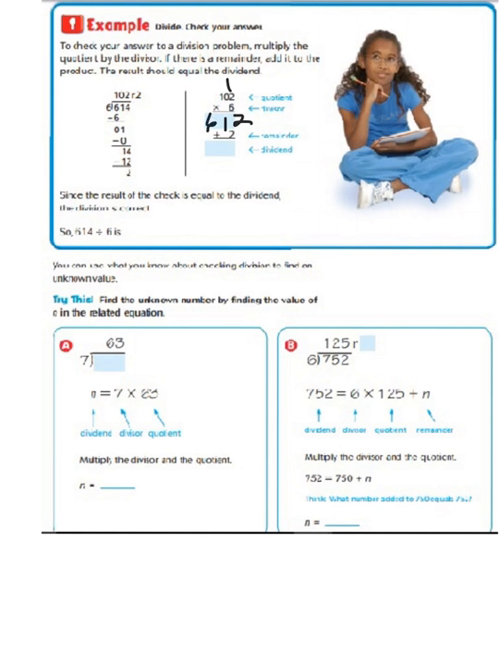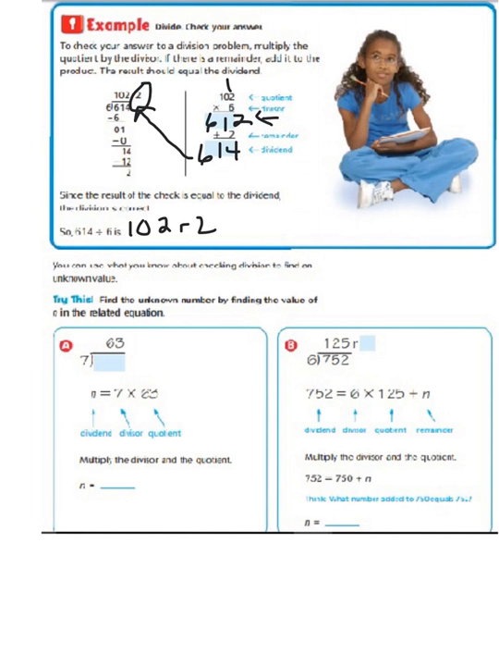So we get 612. However, we had a remainder, so we need to remember to add our remainder to the 612, to the product, and that gives us 2 plus 2 is 4, 1 plus nothing is 1, and 6. And you see that our answer matches our dividend of 614. So since the result of the check is equal, the division is correct. 614 divided by 6 is 102, remainder 2.